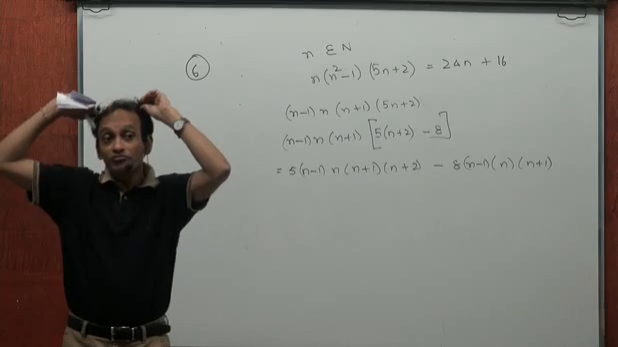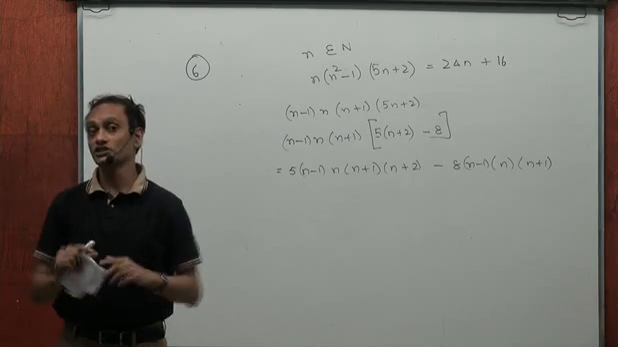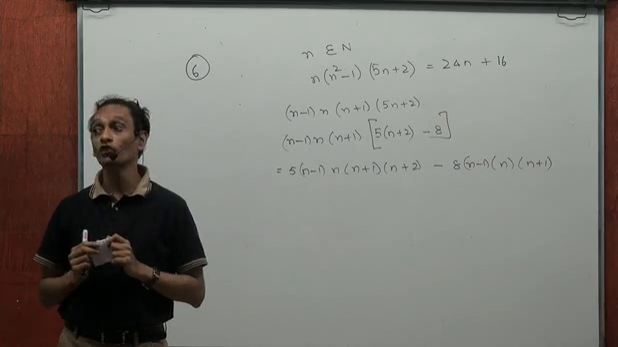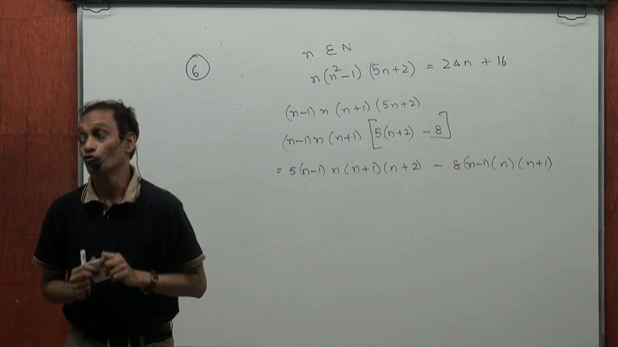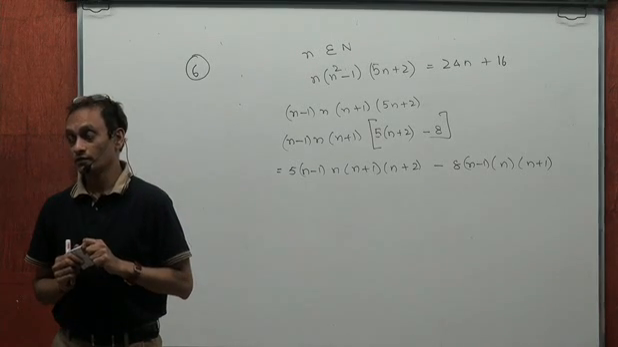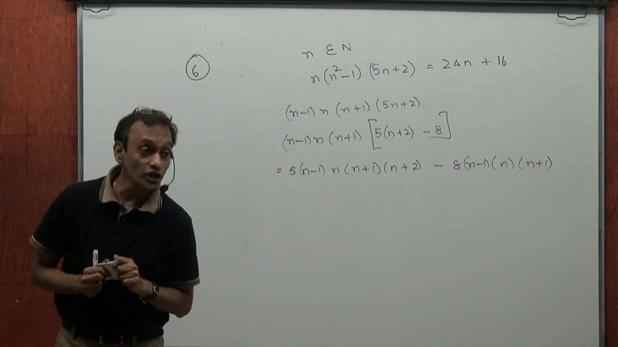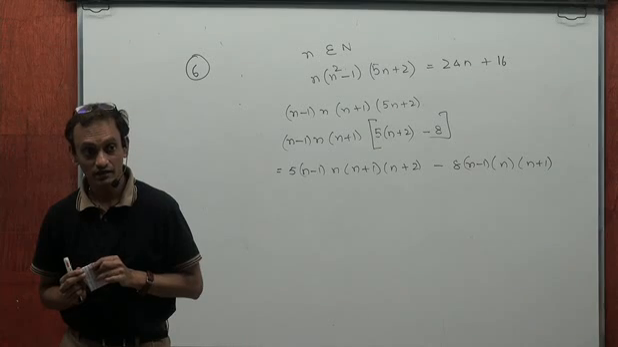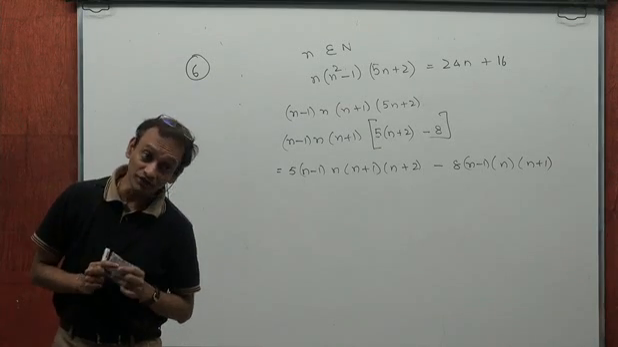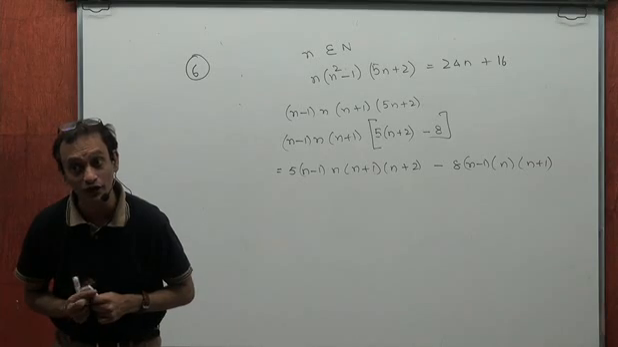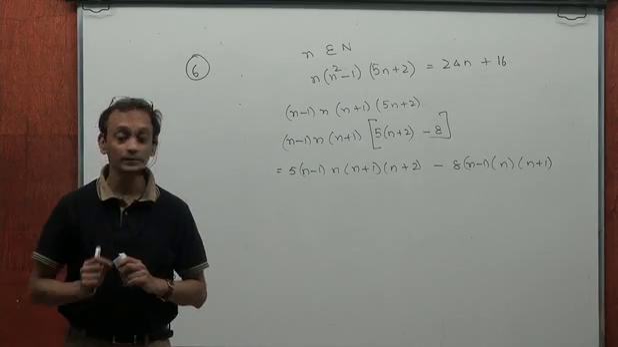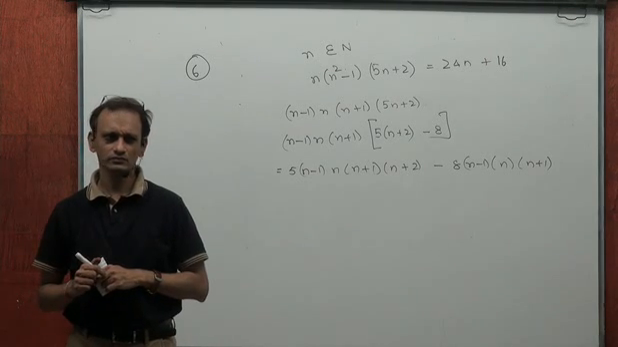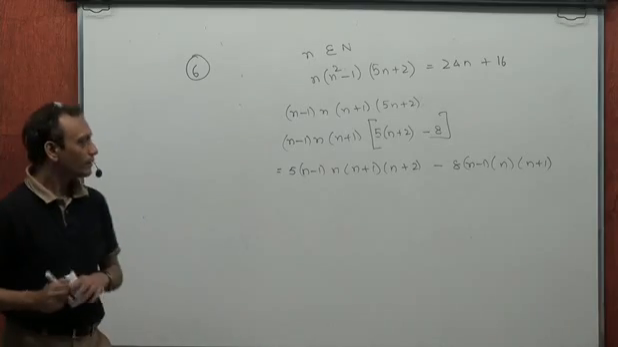If you remember one of the earlier sessions, I told you the product of 4 consecutive integers will always be divisible by 4 factorial. Product of 3 consecutive numbers will always be divisible by 3 factorial. Product of r consecutive numbers will always be divisible by r factorial. In an earlier session, I had spoken a little bit about it.